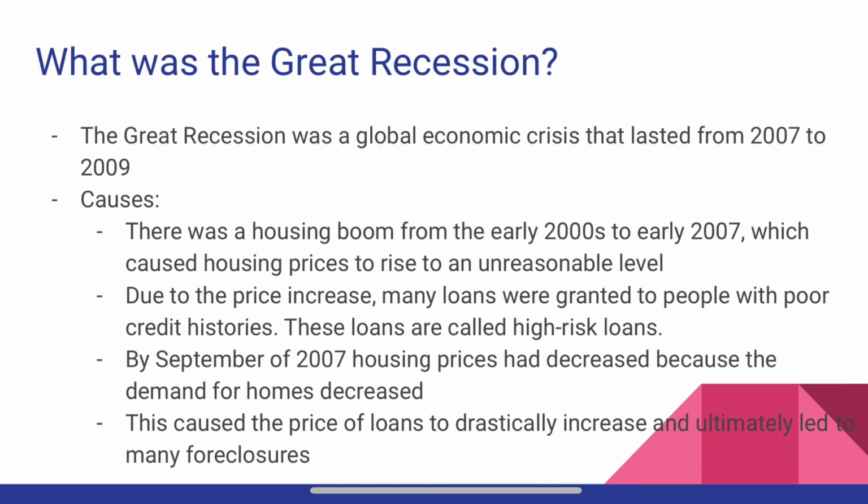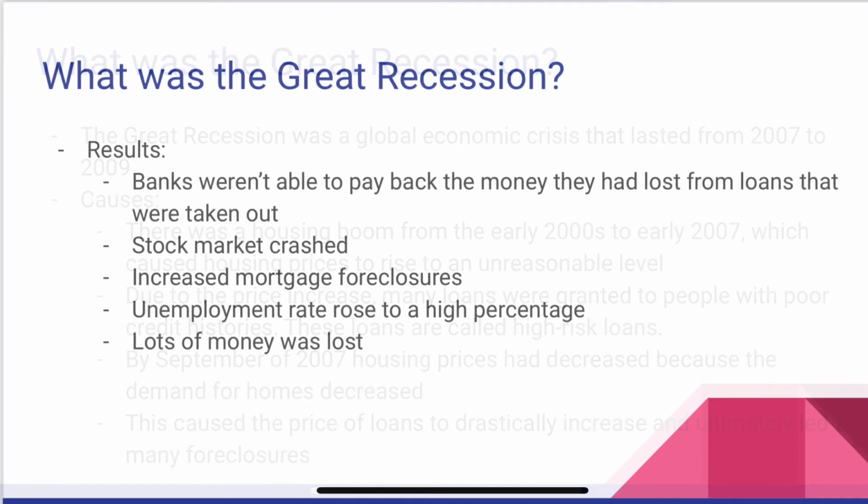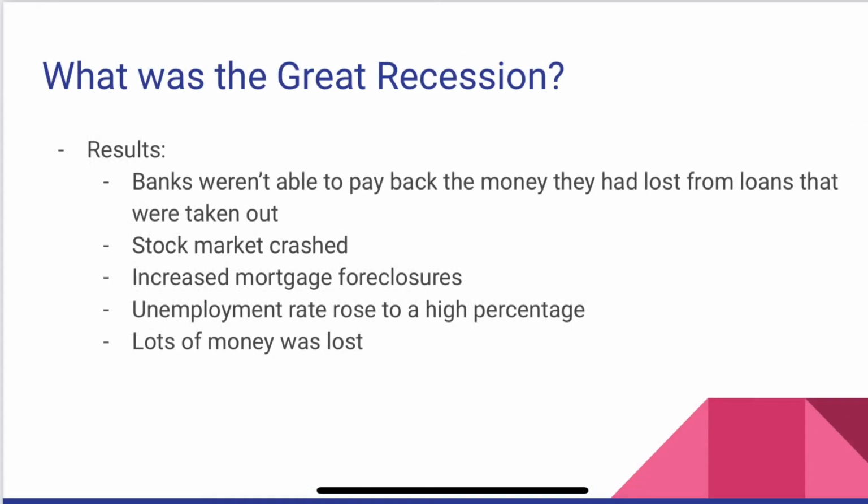By September of 2007, housing prices had decreased because the demand for homes decreased. This caused the price of loans to drastically increase and ultimately led to many foreclosures. The results of the Great Recession include that banks weren't able to pay back the money they had lost from loans that were taken out, the stock market crashed, mortgage foreclosures increased, the unemployment rate rose to a high percentage, and lots of money was lost.